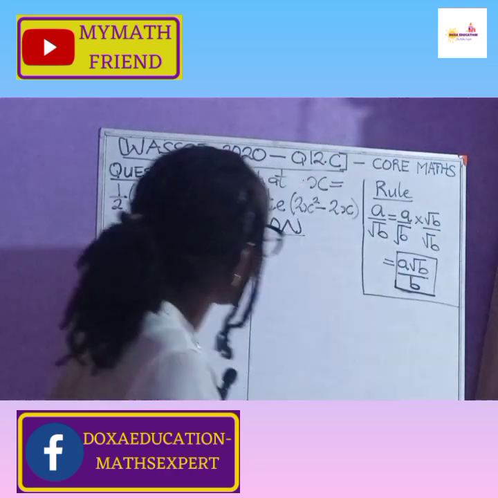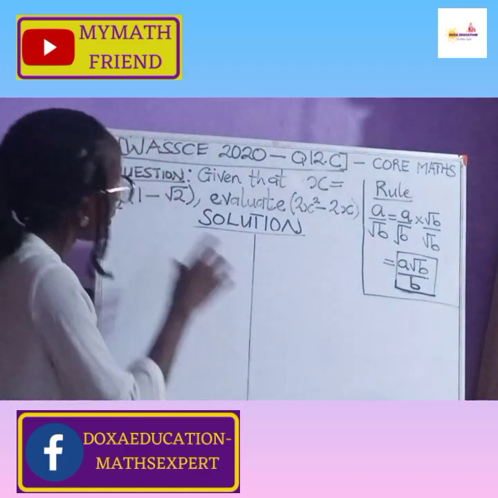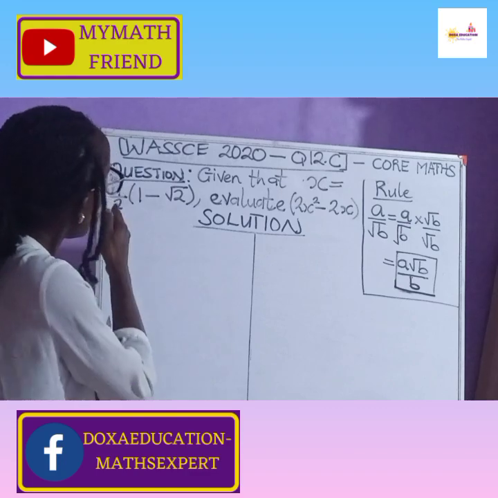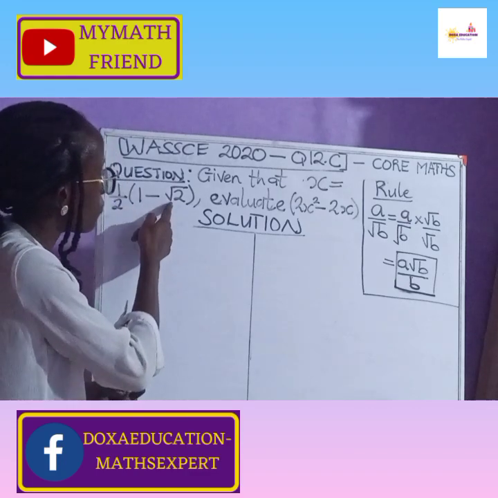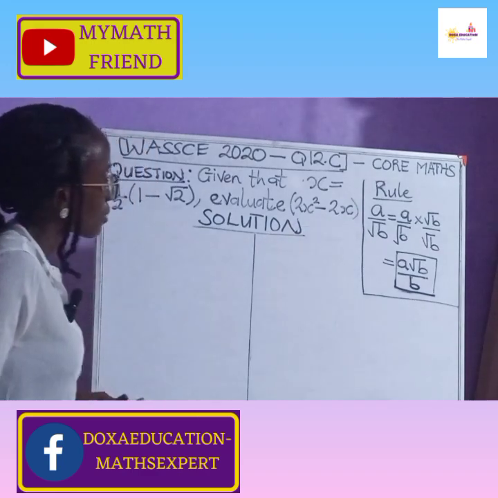You're going to solve a question, WASSCE 2020, question 12c. Given that x is equal to half into bracket 1 minus root 2, evaluate 2x squared minus 2x.